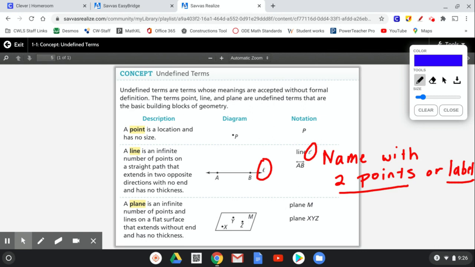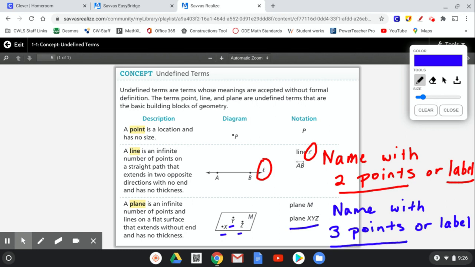When we're naming them, the important thing is we are going to name them with 3 points now, or a label, okay? So we still have that label option. So here we have 3 points. They have dots next to them. They're X, Y, and Z. So we're going to call it plane XYZ, okay? So we're naming it with 3 points.